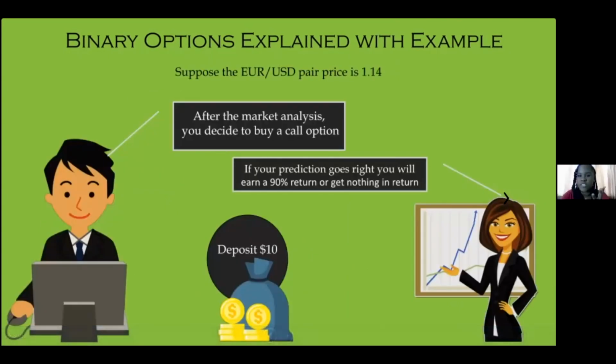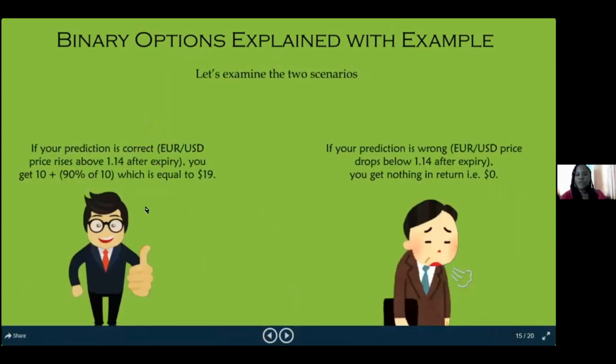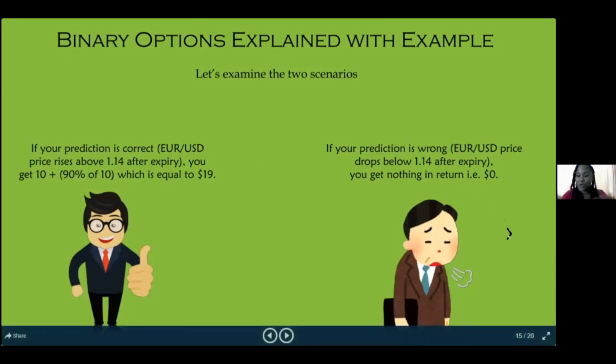Now, suppose the Euro USD pair price is at 1.14. After the market analysis, you decide to buy a call option, which means that you think that the price will go up. Now, if your prediction goes right, you will earn a 90% return or get nothing in return. So in this example, we deposit $10 here. Okay, so if your prediction is correct and your Euro USD price rises above 1.14 after expiry, you get $10 plus 90% of the $10, which is equal to $19. And if your prediction is wrong and the price drops below 1.14 after expiry, you get nothing in return. So it's very important to do your analysis first before you enter a trade so that you have a higher probability of winning that trade. Nobody likes losing money, right?